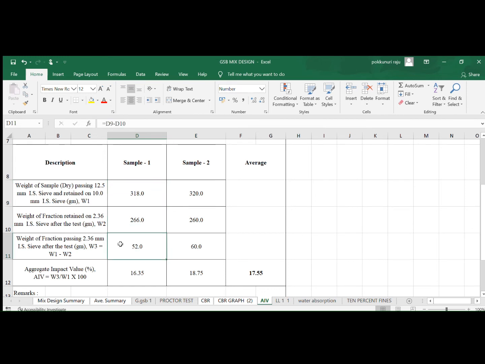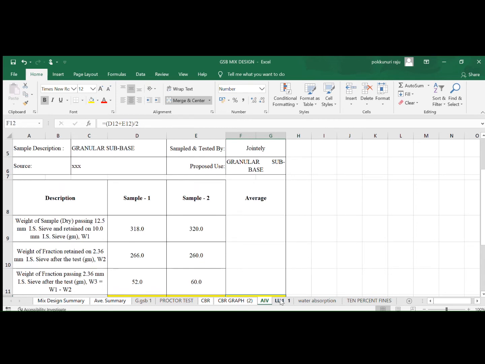Now the aggregate impact value in terms of percentage, if you see, is 52.0 divided by the total weight, that is 318, which is nothing but D11 by D19. It works out to be 16.35 for sample number 1, and similarly 18.75 for sample number 2, and the average value is 17.55.